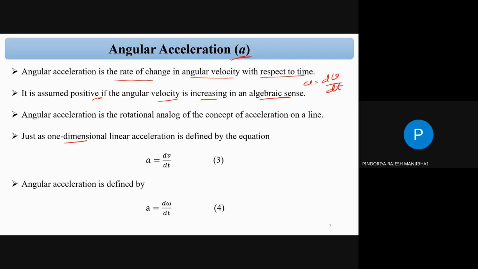Just as one-dimensional linear acceleration is defined by the equation a equal to dv by dt, where a is the acceleration and its unit is meter per second square, angular acceleration is defined by a equal to d omega by dt. So this is your angular acceleration, correct? That is a equal to d omega by dt.